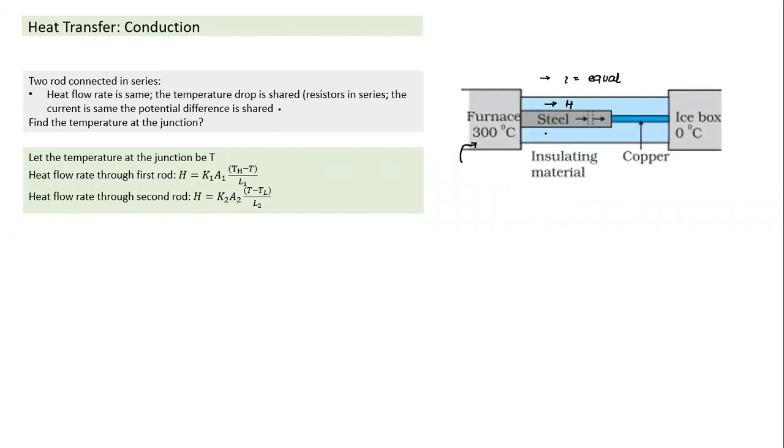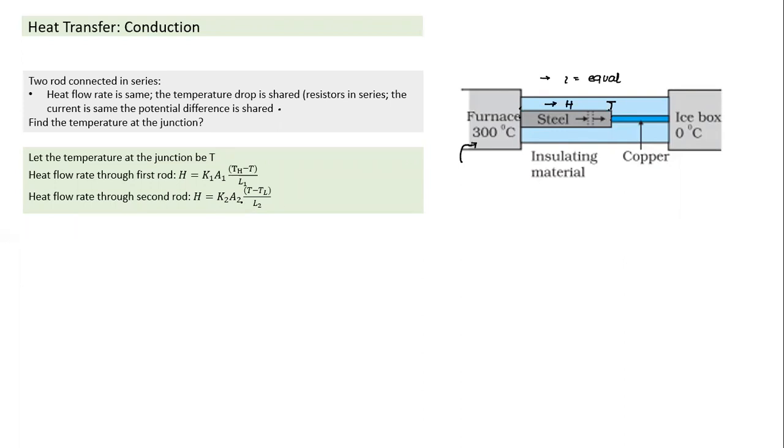If I have to solve with normal heat conduction, it is very simple. Let the temperature of the junction be T. I'll form two equations, one between this point and this point for the first piece of rod, and a second equation for this piece of rod; in both cases H is equal. So for the first part of the rod, K1, A1, whatever is given, the temperature drop is T_H minus T, divided by the length of the first part of the conductor, L1.